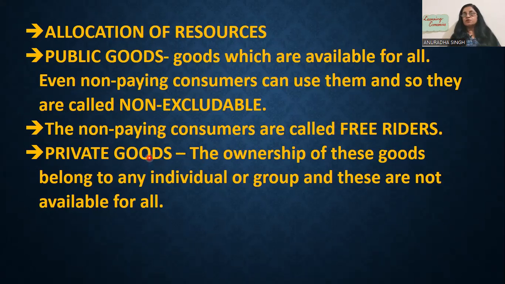Non-excludable means those people who are not paying the government for the facilities, but they are getting the facilities. They are also known as free riders, because they are non-paying consumers. If a good is a private good, belonging to an individual or a group, it depends on them whether they allow everyone to use it or not. But when it is public property, given by the government, then everyone uses it, whether they are paying fees or not. If they are liable to pay and they are not paying, then they are caught.